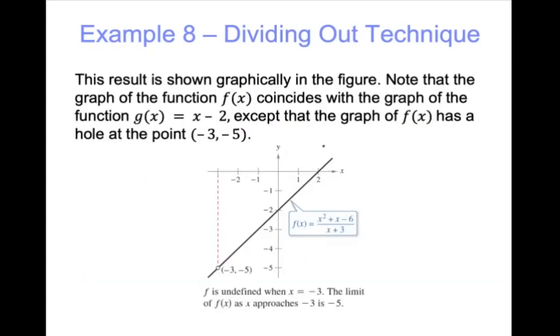So notice here in the graph we have pictured f of x, which has a removable discontinuity at x equals negative 3, where the point negative 3, negative 5 would have been. The graph of g of x coincides with the graph of f of x, except g of negative 3 is defined, so the hole would be filled in for g of x. So f of x and g of x agree at all but one point. Therefore, we're able to use theorem 1.7 to find the limit as x approaches negative 3 of f of x.